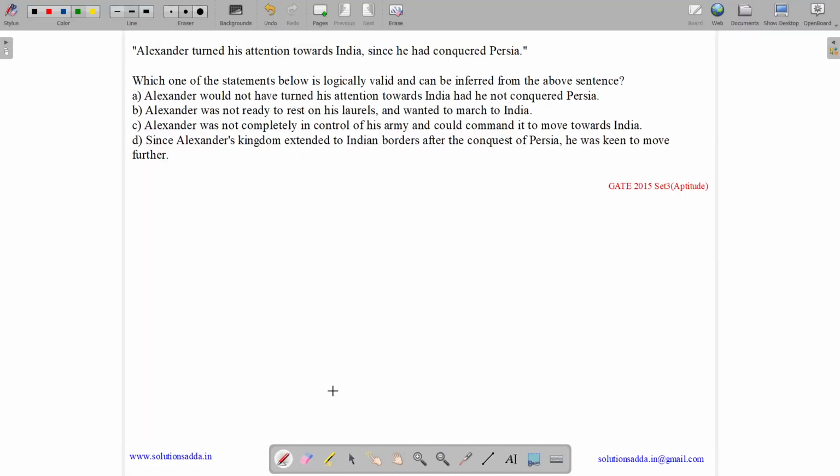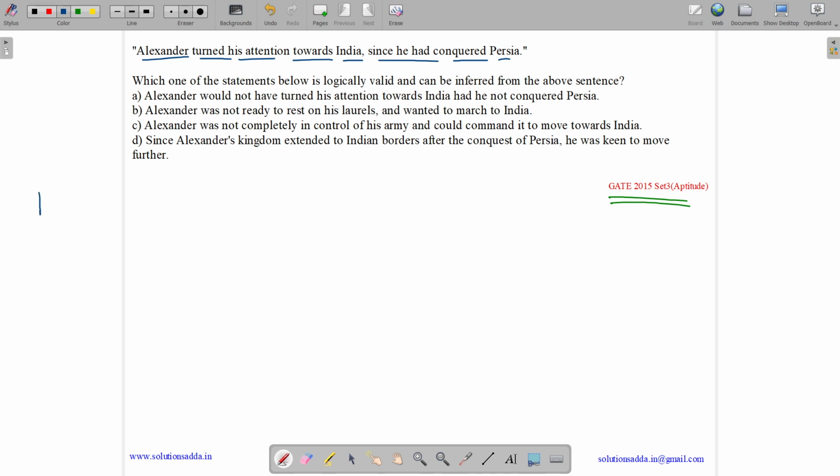This question belongs to aptitude subject and was asked in GATE CSE 2015 SET-3. So the question states, Alexander turned his attention towards India since he has conquered Persia. Okay, so let us try to write the logical statement for this.